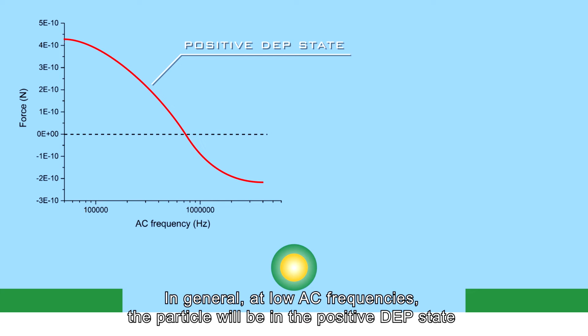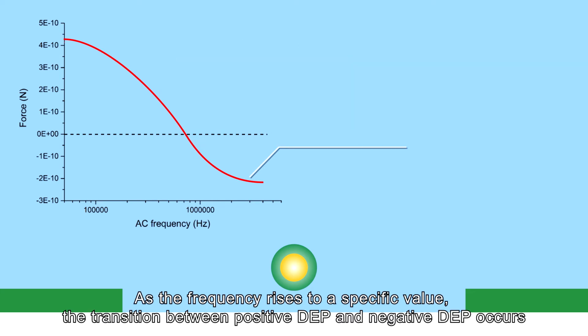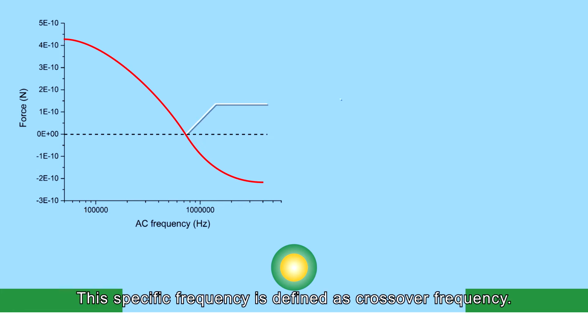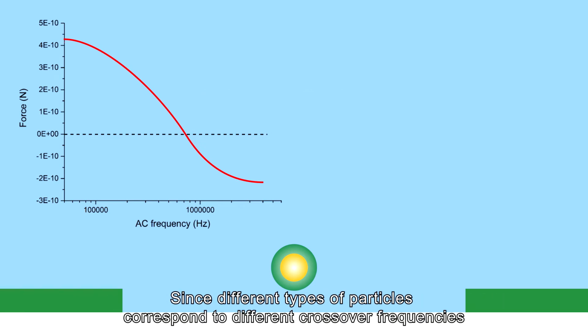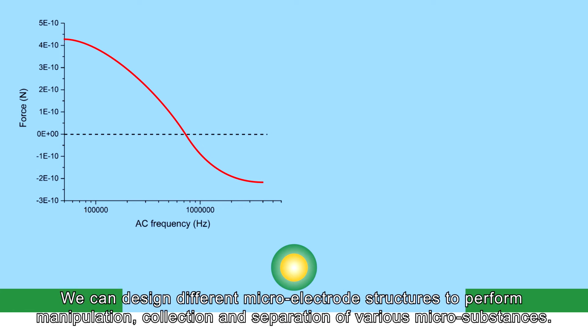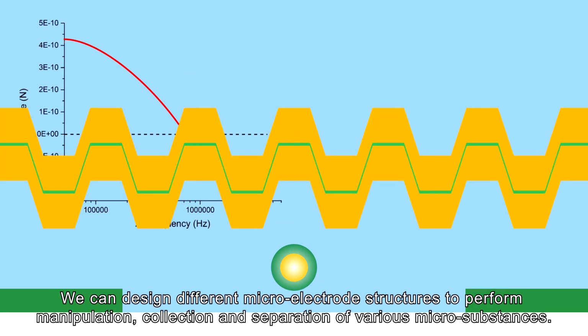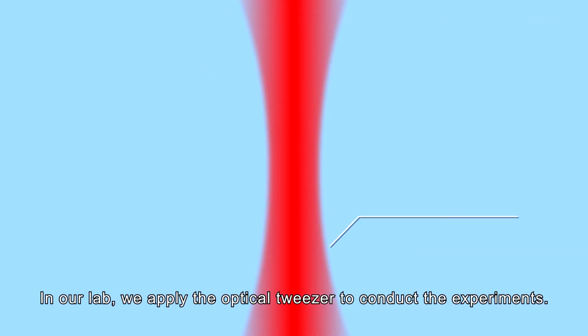In general, at low AC frequencies, the particle will be in the positive DEP state. As the frequency rises to a specific value, the transition between positive DEP and negative DEP occurs. This specific frequency is defined as crossover frequency. Since different types of particles correspond to different crossover frequencies, we can design different microelectrostructures to perform manipulation, collection, and separation of various microsubstances.